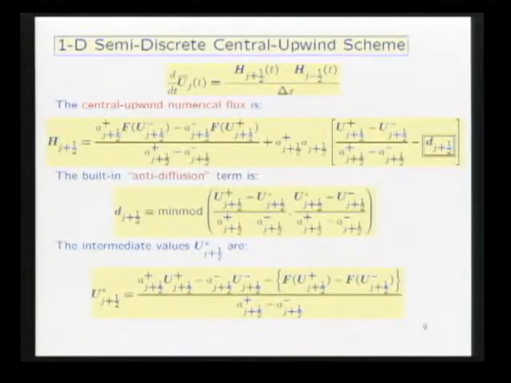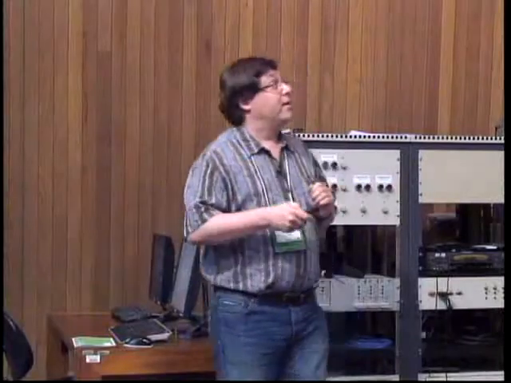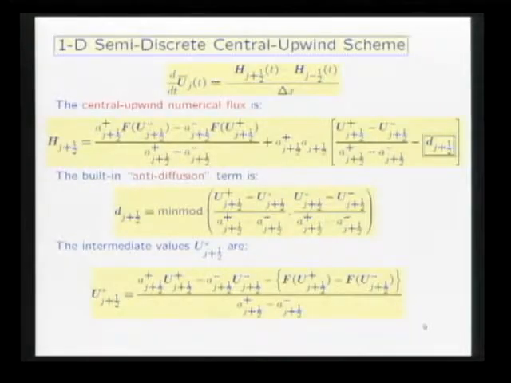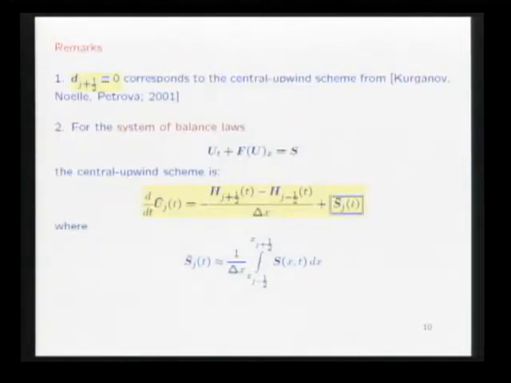What we like to say is that there is no Riemann problem solver involved. So this is just a general recipe, a black box solver for a system of conservation laws. I need to know the eigenvalues, and actually I don't even need to know them, I just need an estimate of the largest and smallest eigenvalue. Just a small remark: if this term here is 0, then it reduces to the Central-Upwind scheme that we introduced with Noelle and Petrova.